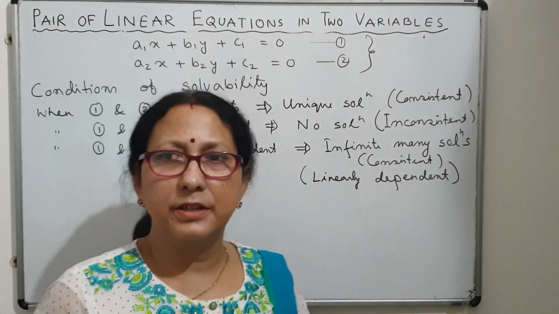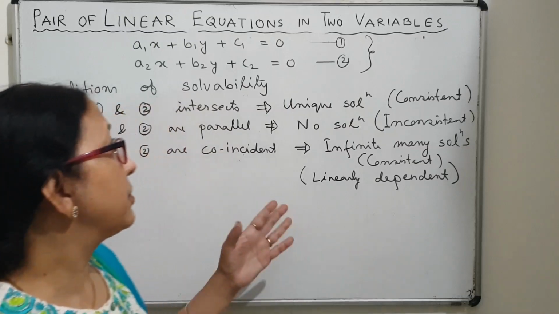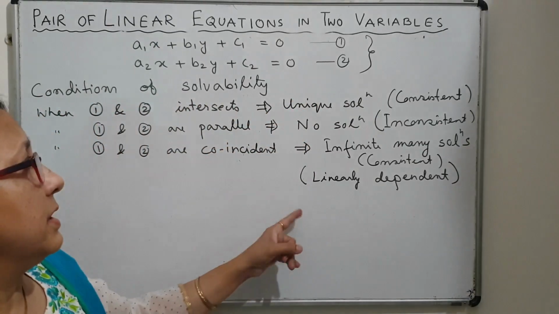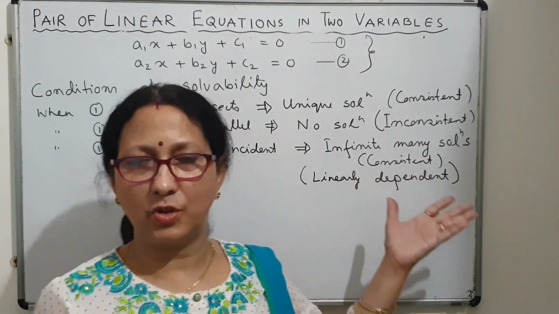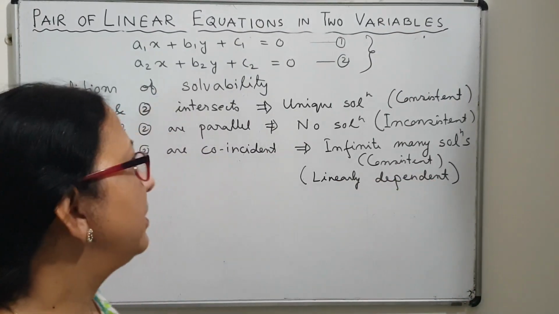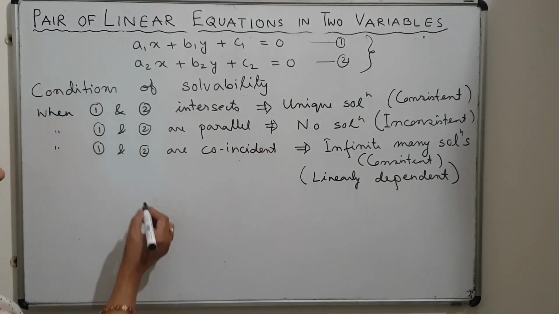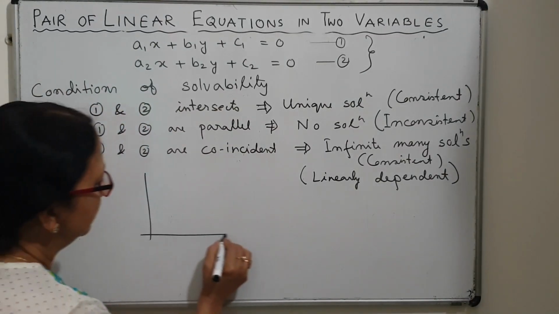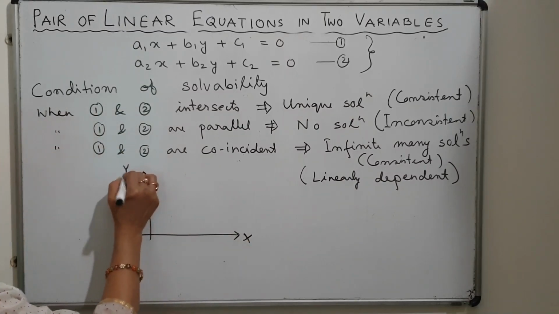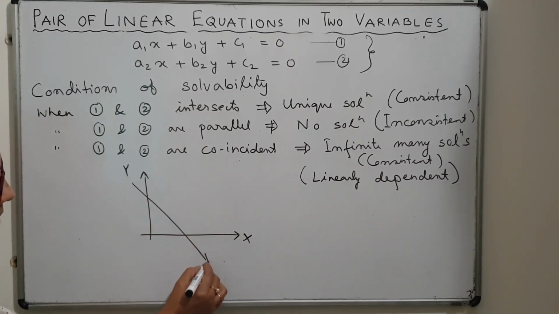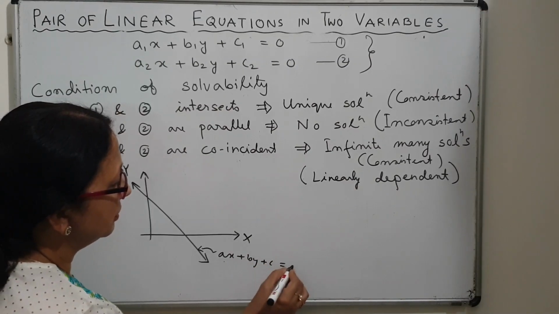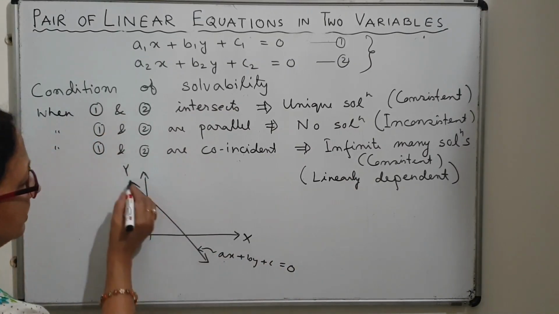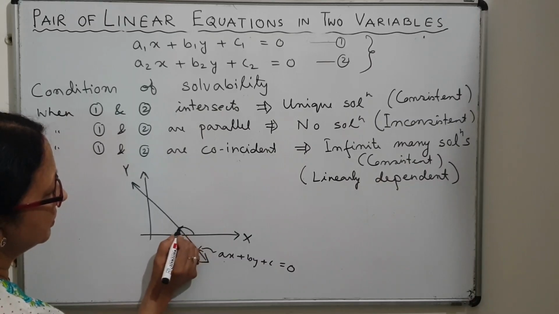Now, without plotting the graphs, will it be possible to know about their condition of solvability? That is, whether it will have a unique solution, or infinitely many solutions, or no solution. That is also possible. How, I show you. For that you have to know some basic things. So in the plane, suppose I have a line plotted, a linear equation in two variables, ax plus by plus c is equal to 0. Any line is plotted. Then this line makes an angle with the x-axis.